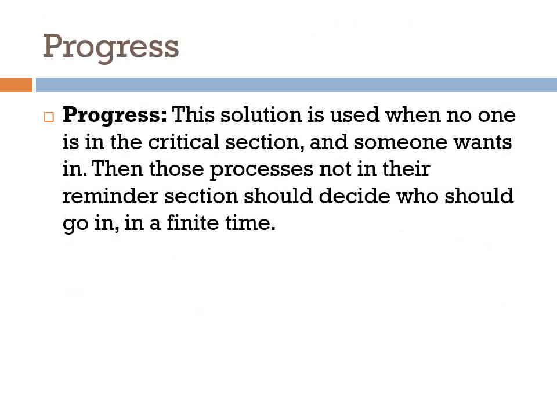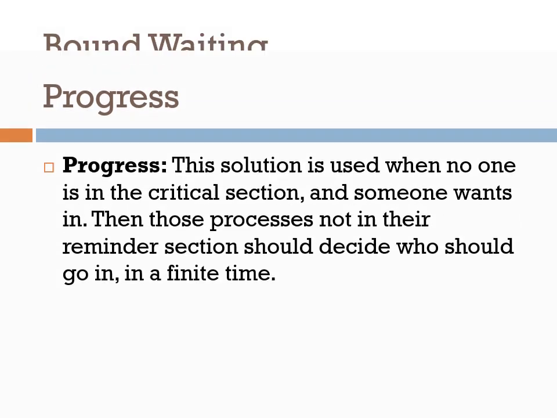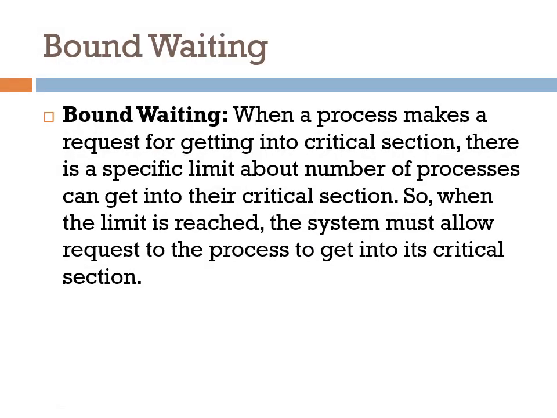Second, progress. When no one is in the critical section and someone wants to enter it, then those processes not in their remainder section should decide who should go in a finite time. Third, bounded waiting. When a process makes a request for getting into the critical section, there is a specific limit on the number of processes that can get into their critical section. When the limit is reached, the system must allow the request of the process to get into its critical section.